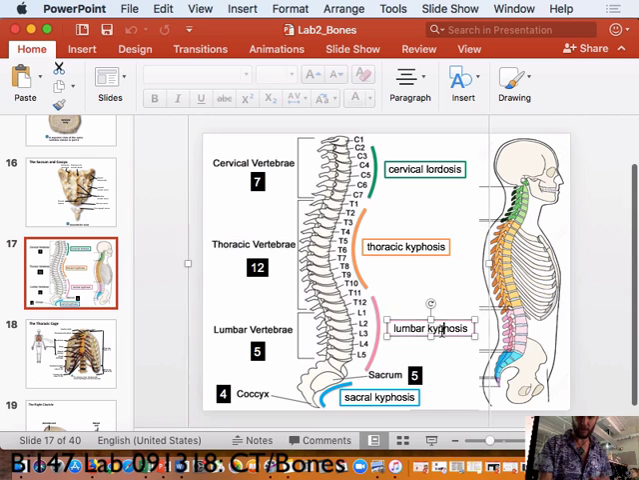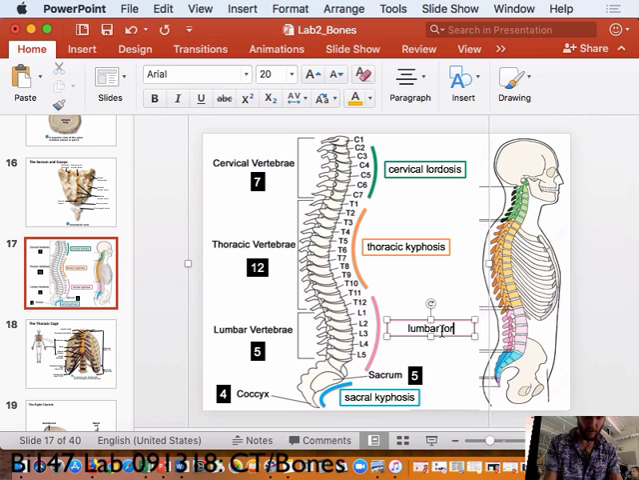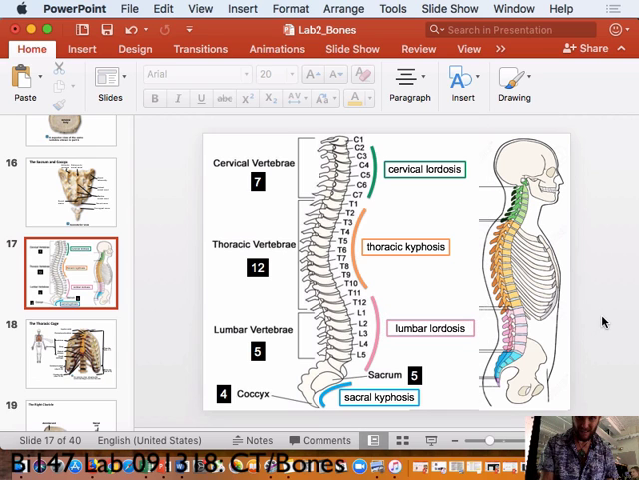Is it sacral kyphosis on the bottom? Yep, absolutely.